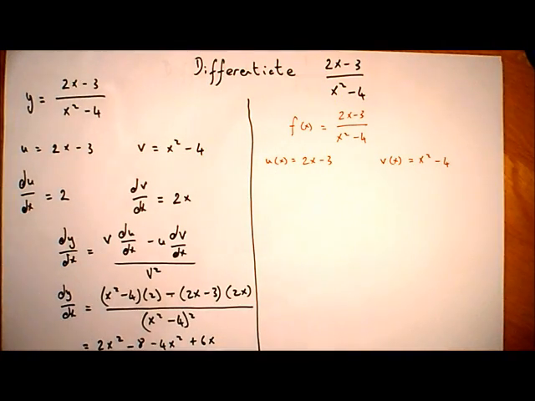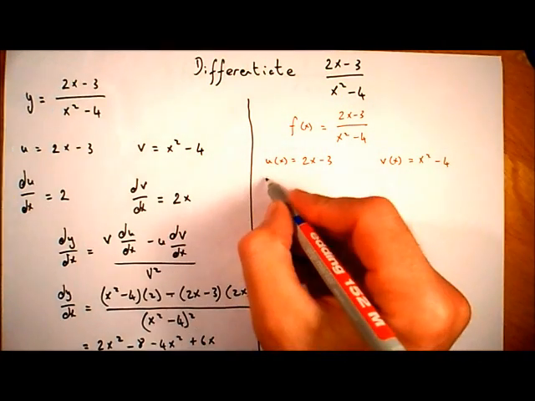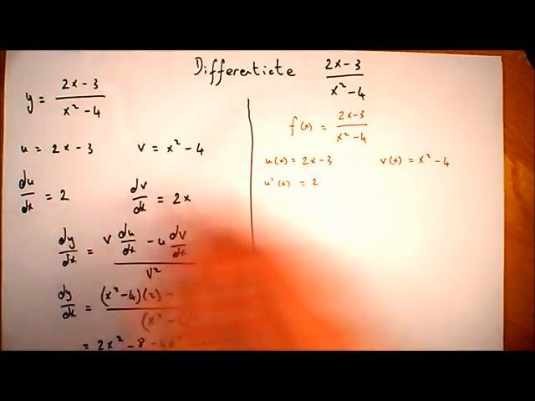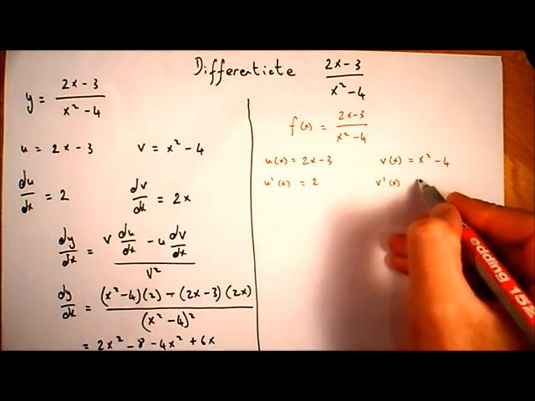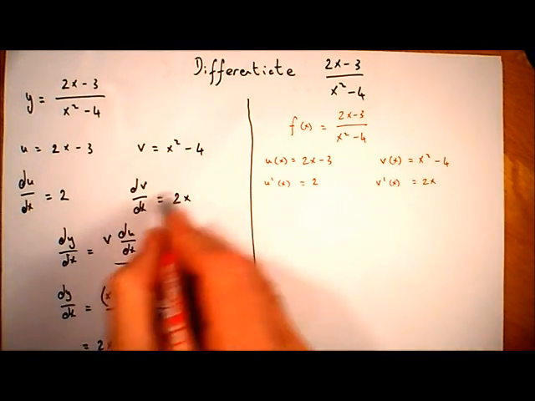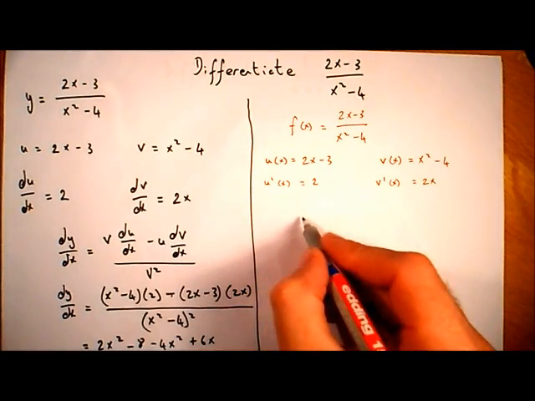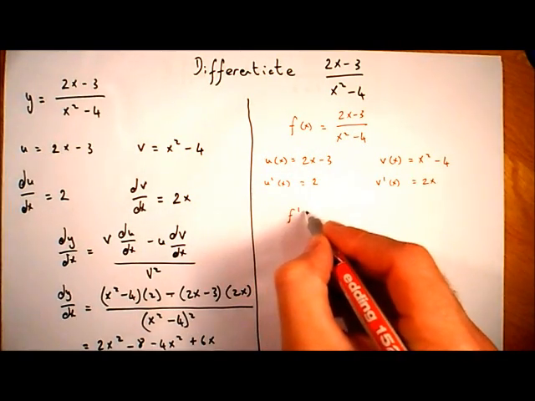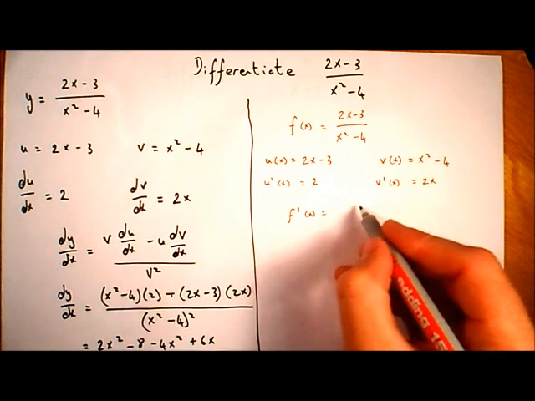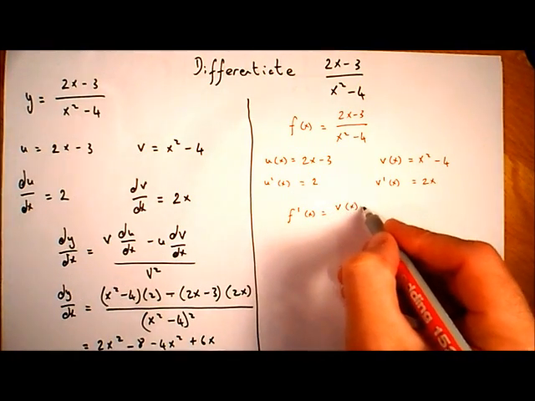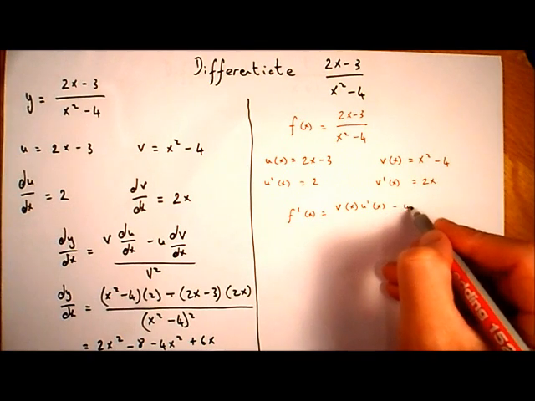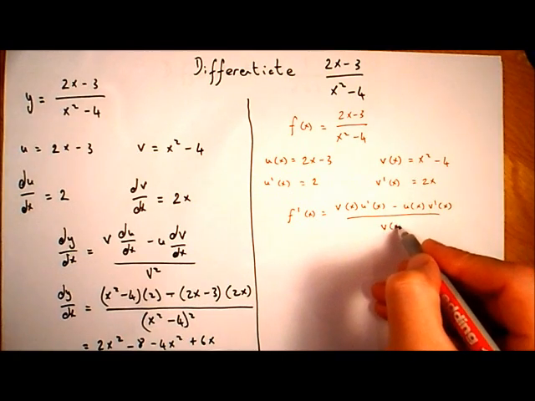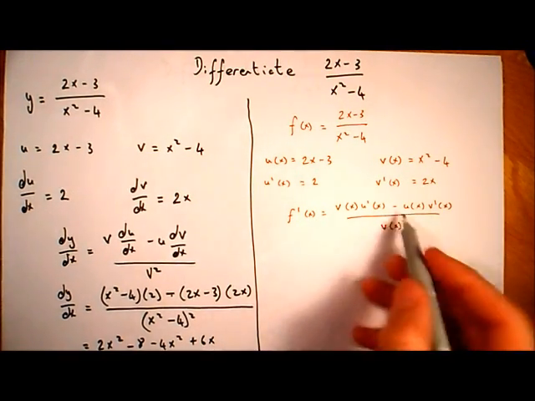So if I have u of x is equal to that, I can differentiate and I get u dash x. So u dash x is equal to, we'll differentiate 2x minus 3 and I just get 2, the same as over here. Here I get v dash x, differentiate x squared minus 4 and I get 2x, the same as over here. And then the quotient rule says that if f of x is equal to u of x over v of x, then f dash of x, which is what we're looking for, is v of x times u dash x minus u of x times v dash x all over v of x all to be squared.